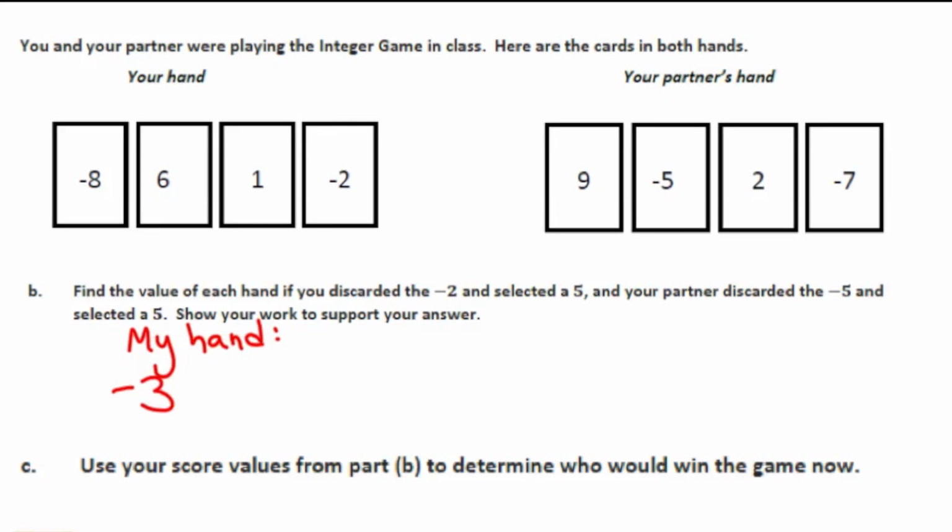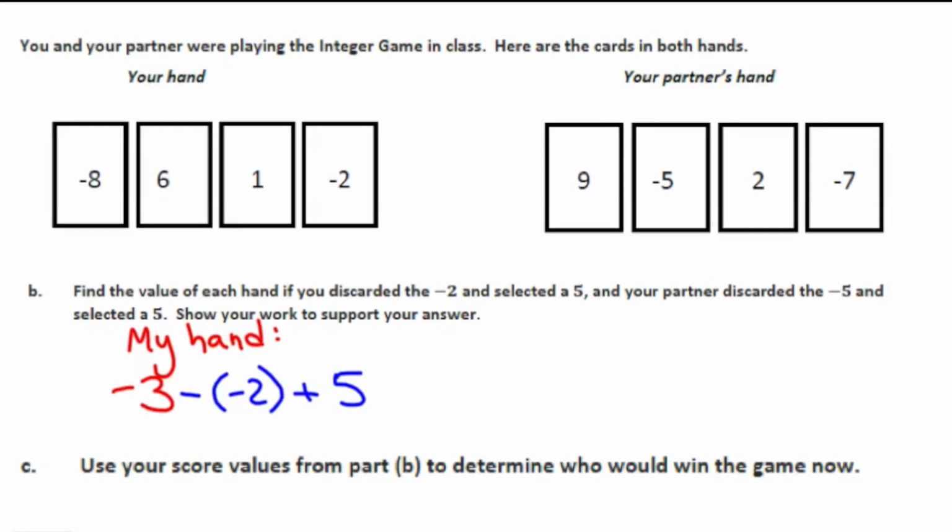Now it's telling me I discarded the -2. To discard means to get rid of. So that means I take away the -2, but then I select a 5. That means I add on a 5. So let's find the new value of my hand.